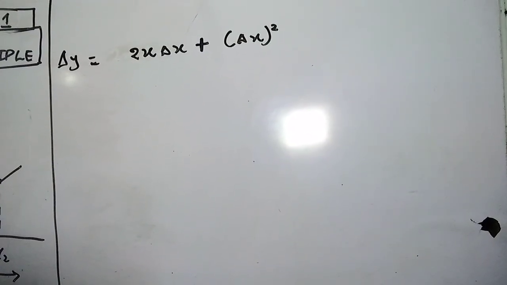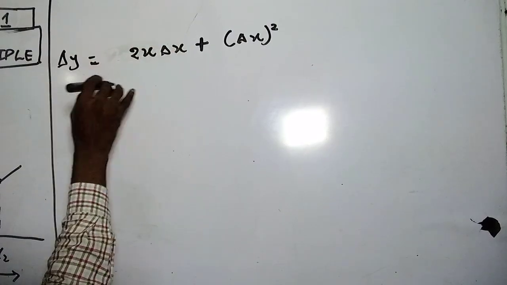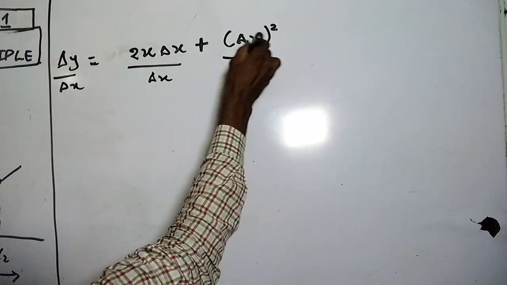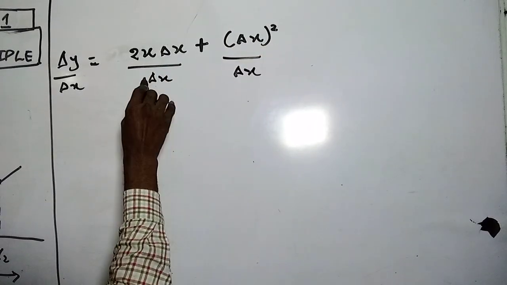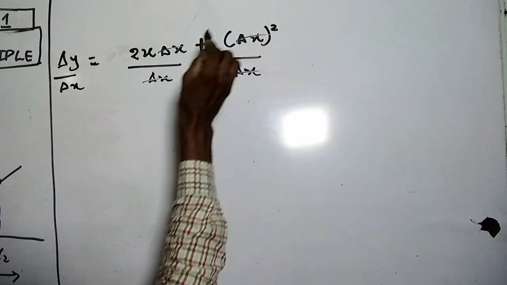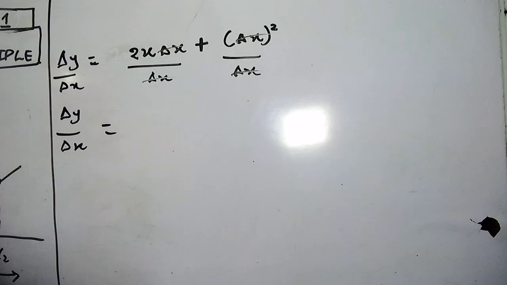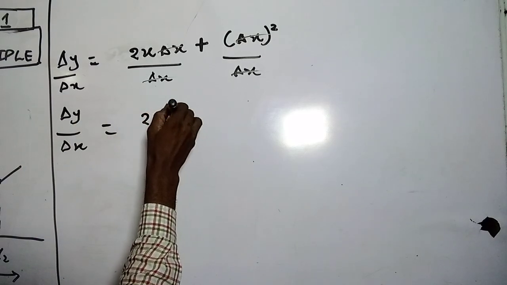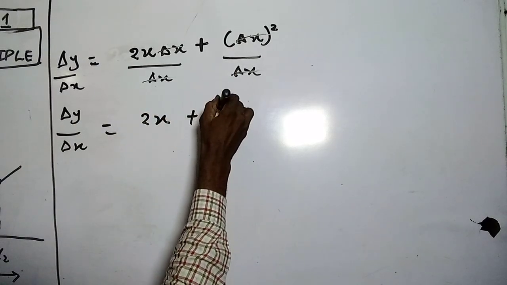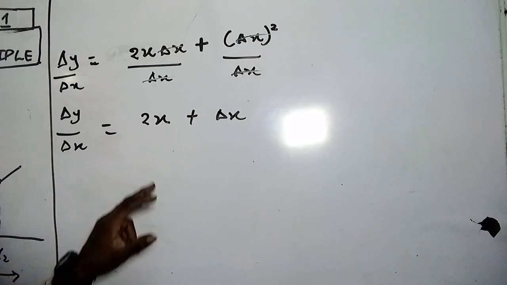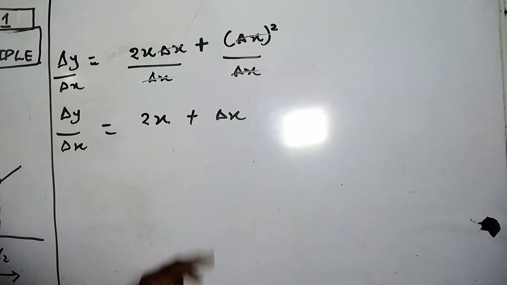So taking it from here now, divide through by dx. From here, just take care of this. So from here we have dy on dx equals 2x plus dx. So now the next thing we need to do in this part is to limit this dx to 0. When we limit dx to 0, what are we going to have?